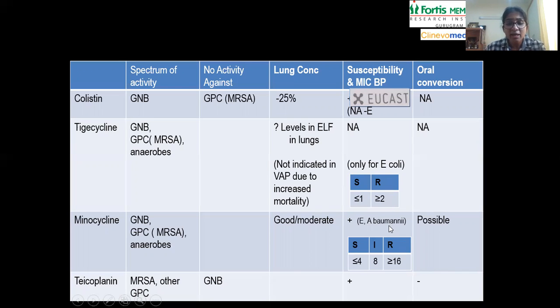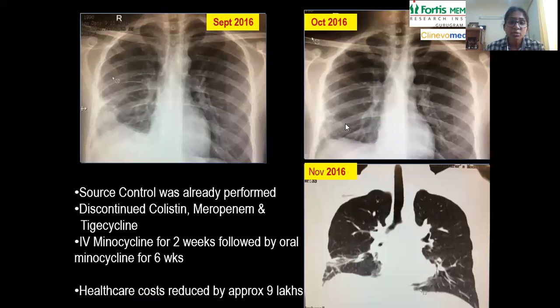Coming to minocycline, it is an age-old antibiotic with stringent susceptibility guidelines established for Enterobacteriaceae as well as for Acinetobacter baumannii. Here we can see that it is sensitive with a MIC of less than 4, and in this patient it was 2. So it is susceptible and can be considered as an antibiotic option. Besides, of all these antibiotics, minocycline is a drug where there is a possibility of oral conversion.